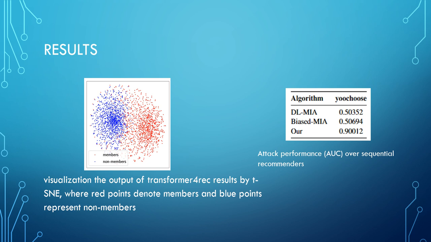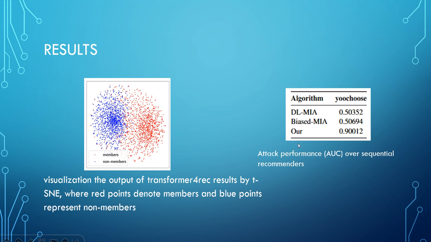Let's talk about the results. The left picture is the visualization of the output of the transformer for rec results by t-SNE, and the red points refer to the training data, and the blue points represent the non-training data. The picture shows the distribution between the training and non-training data is totally different. So that's why our method can work.